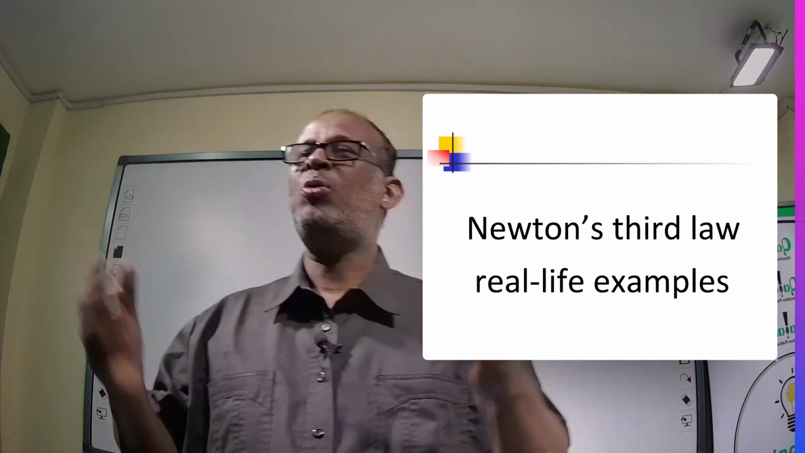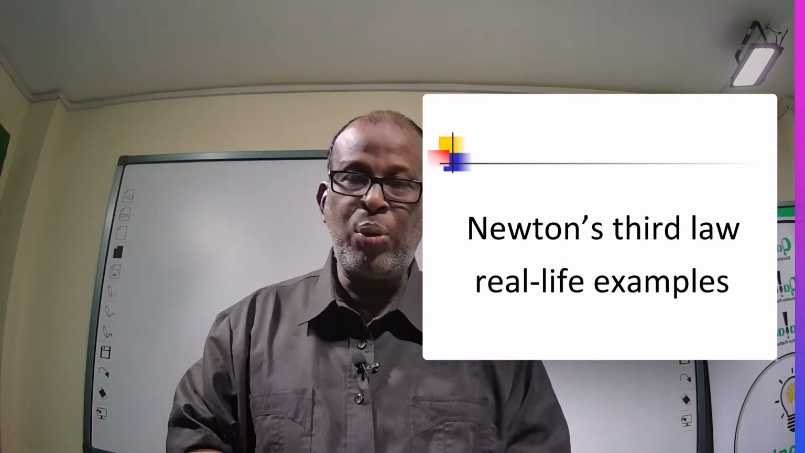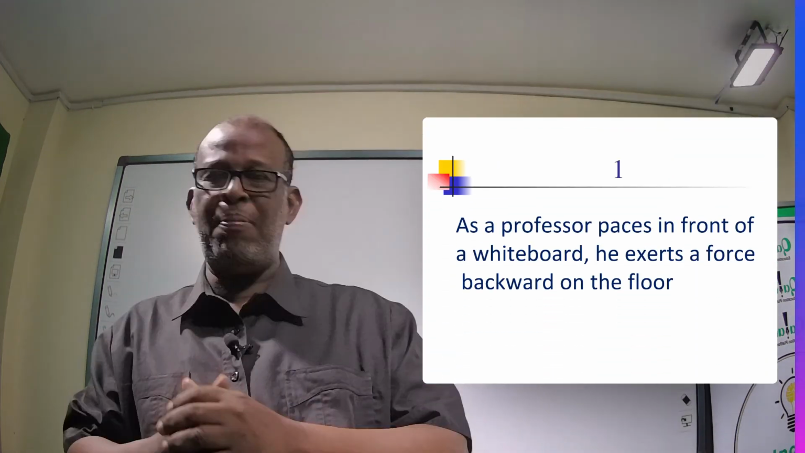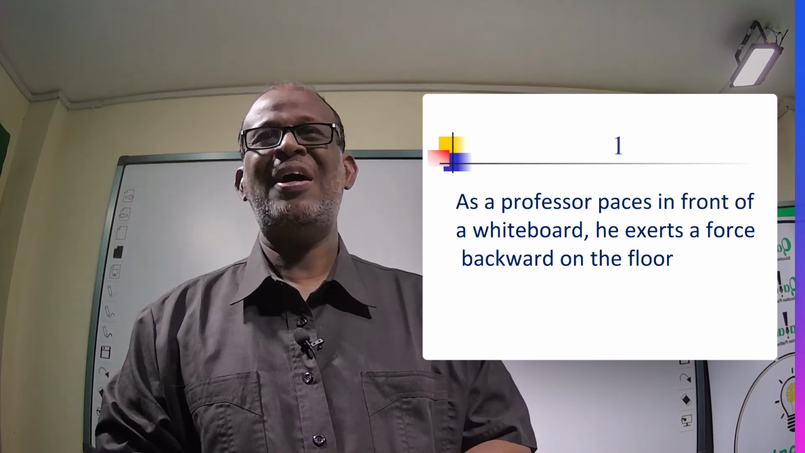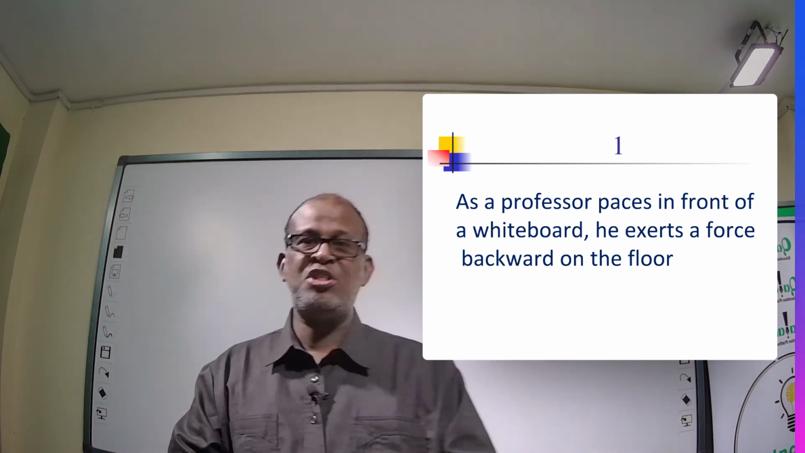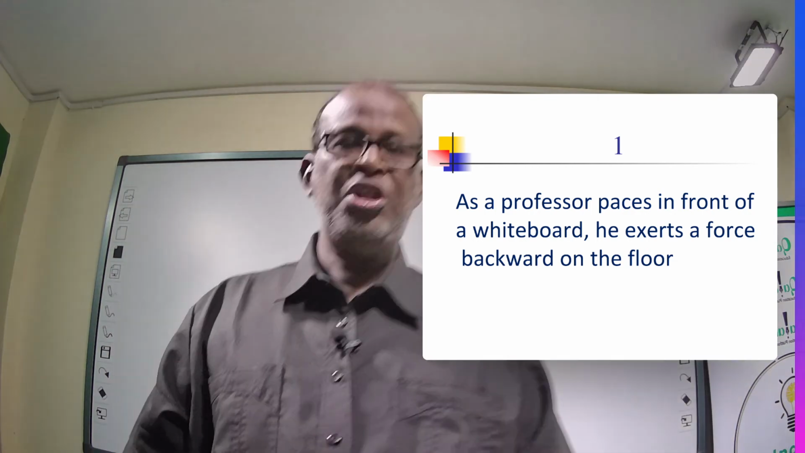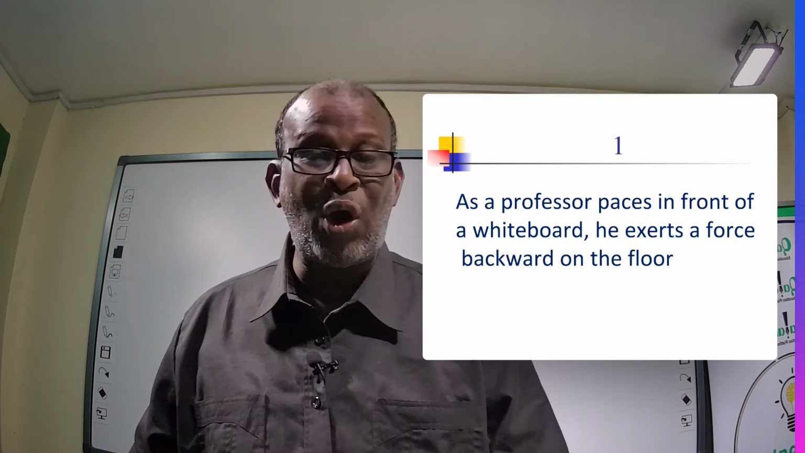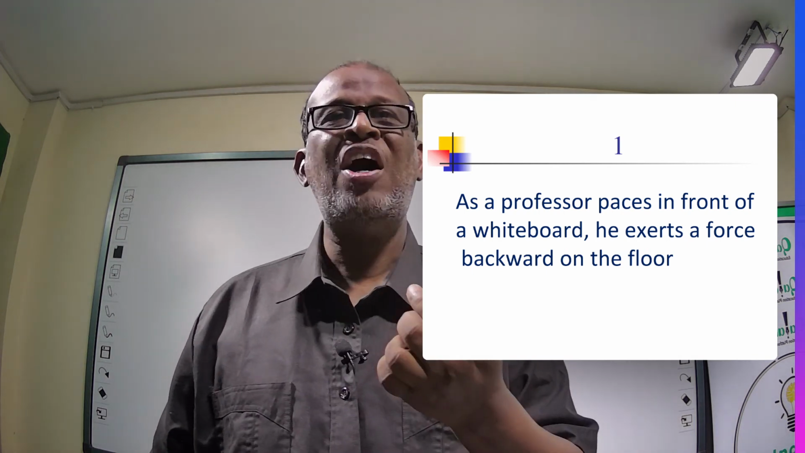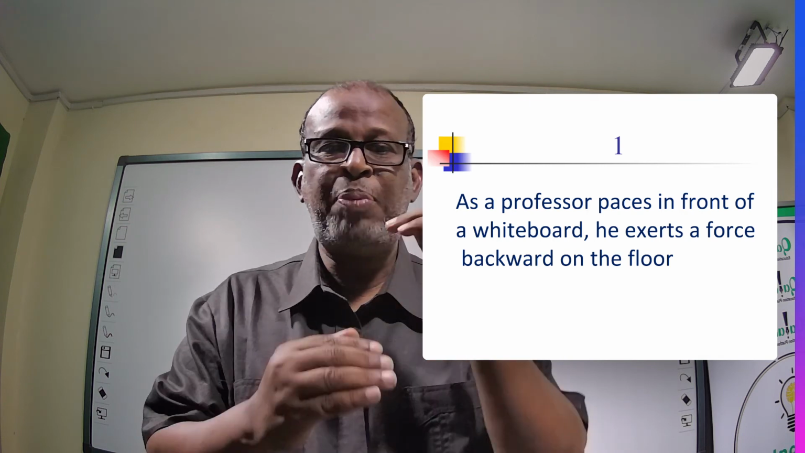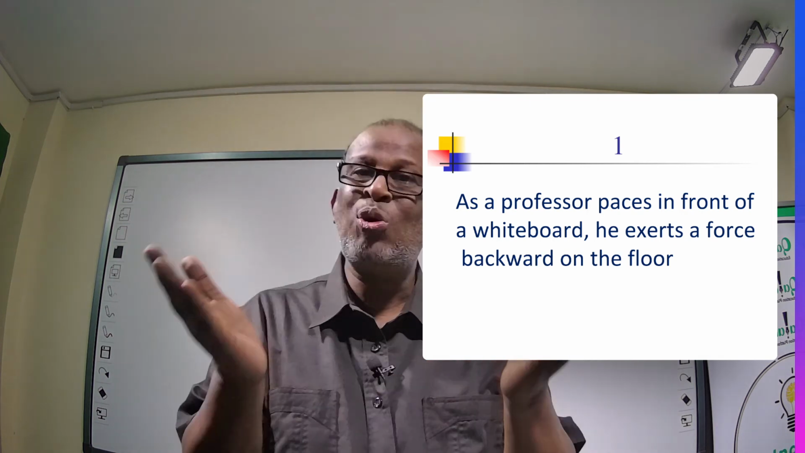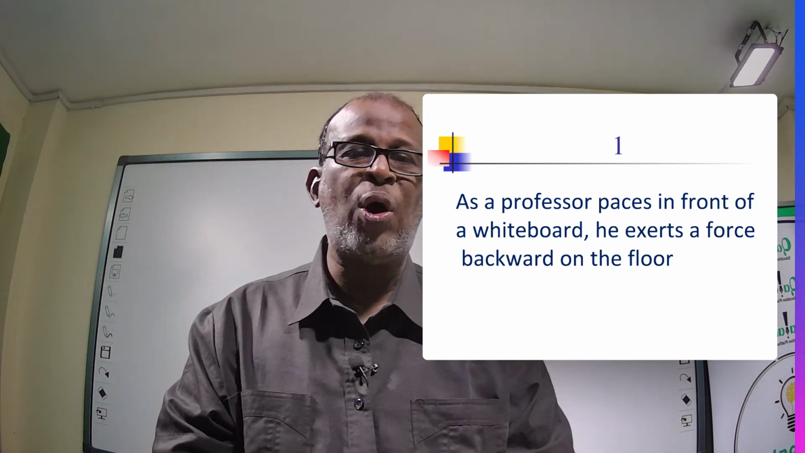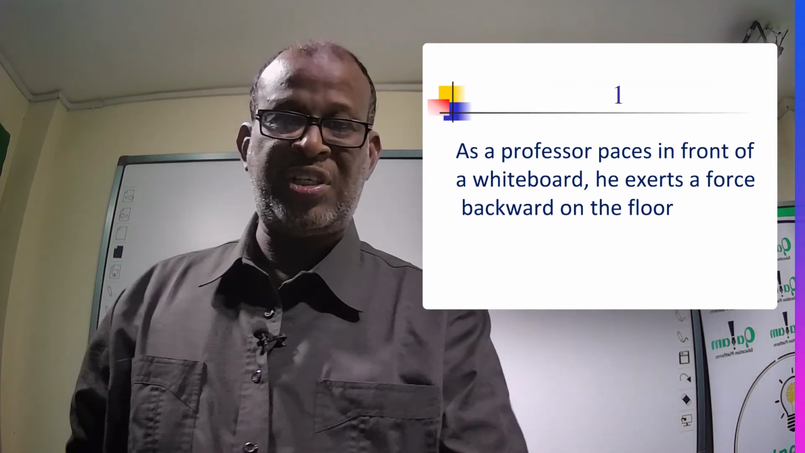Well, how about real life? Can we get real life examples? Yes. Let us take some and you will find others. As the professor paces in front of the whiteboard, he exerts a force backward on the floor, and the floor exerts a force on the professor. That is what makes the professor pace. There are two different forces on two different objects: the floor and the professor.